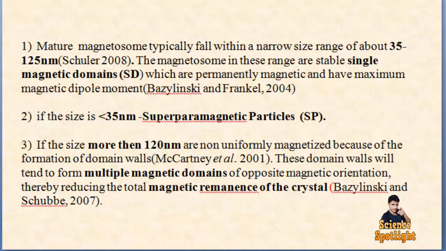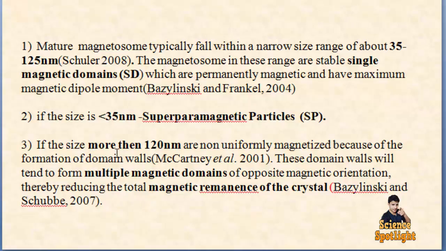And coming to the size, a mature magnetosome typically falls within a narrow range of 35 to 125 nanometers. Magnetosomes in this range are stable single magnetic domains, which are permanently magnetic and have maximum magnetic dipole moment. If the size of the magnetosome is less than 35 nanometers, it is called a superparamagnetic particle, and I will explain what superparamagnetic particle means in the next slide.